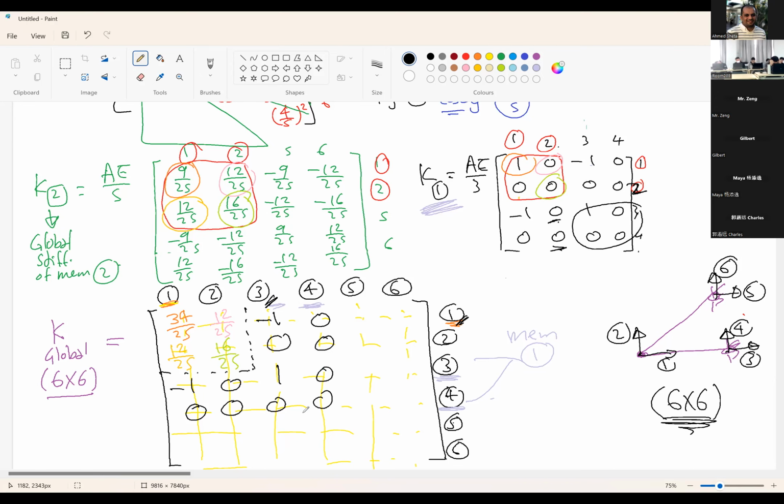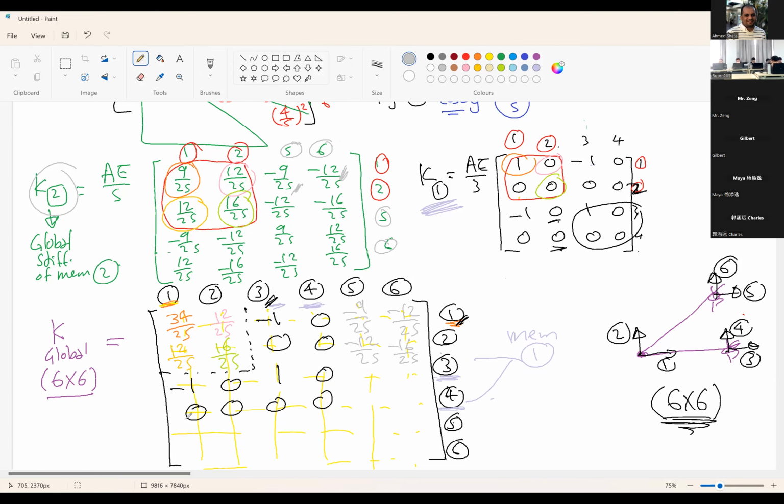Okay. Now 5 and 6. We have 5 and 6 only in member 2. So we have 5, 6, 5, 6. Do we have any 5, 1 member? Here, 5, 1. So negative 9 over 25. Here 6, 1, so this one is negative 12 over 25. 5, 2, negative 12 over 25. 6, 2, negative 16 over 25.